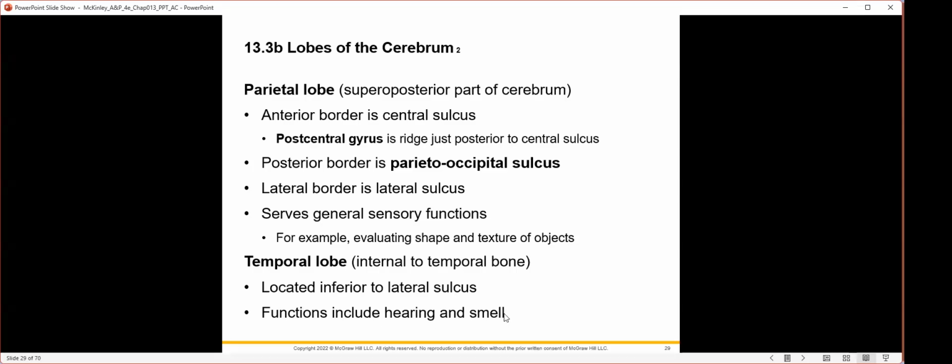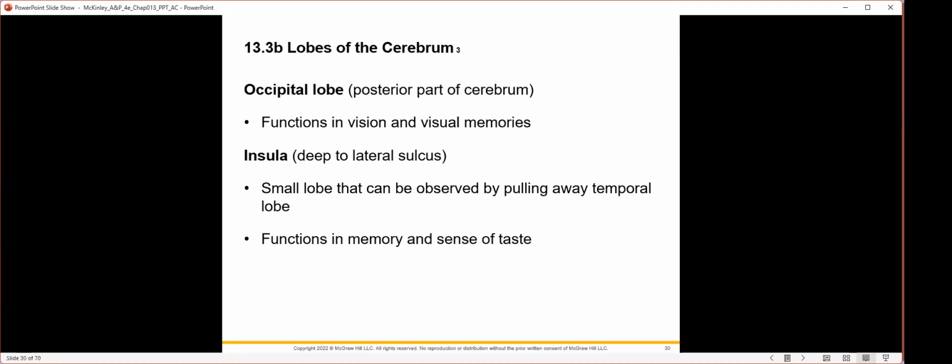It functions for our hearing and our sense of smell. And the occipital lobe in the back has everything to do with vision. So it functions for vision as well as visual memories. Insula, which is the deepest, functions with memory as well as our sense of taste. Those are some lobe functions, and we will look at associations in addition to these.